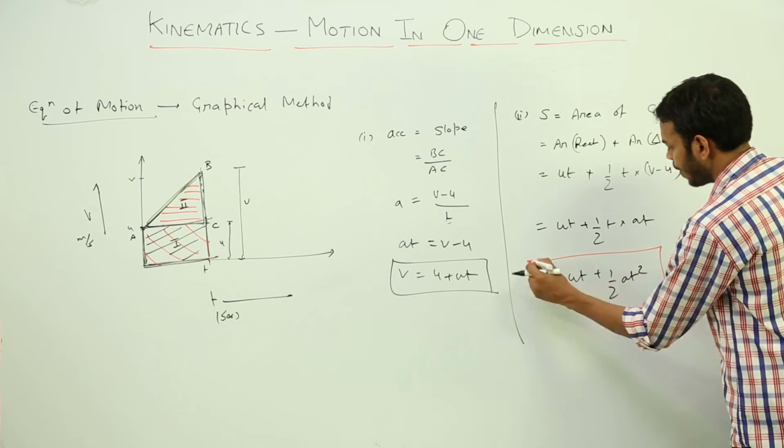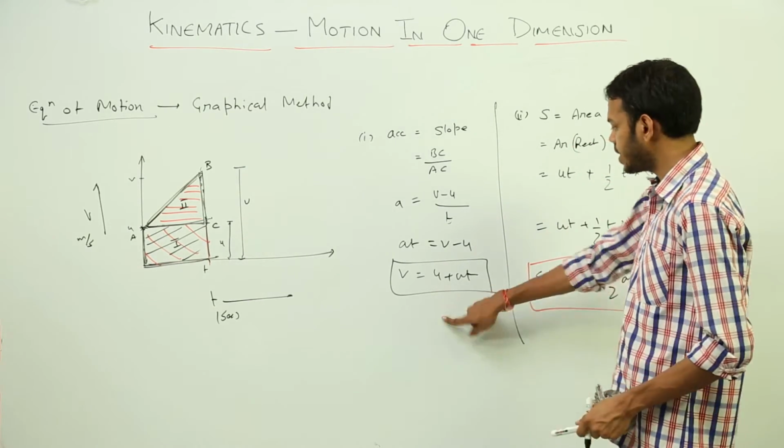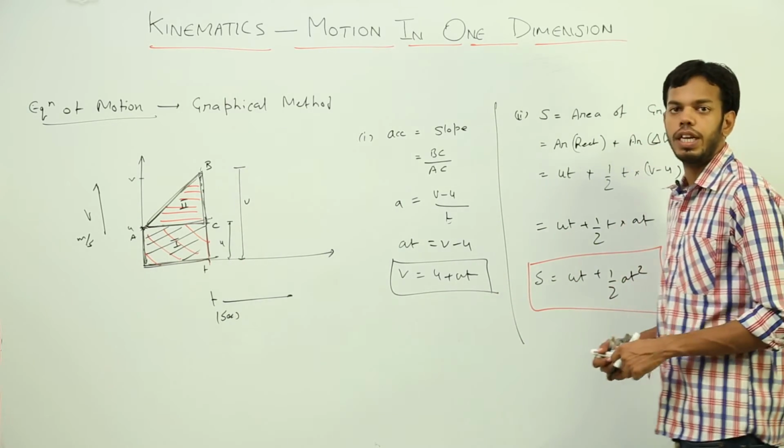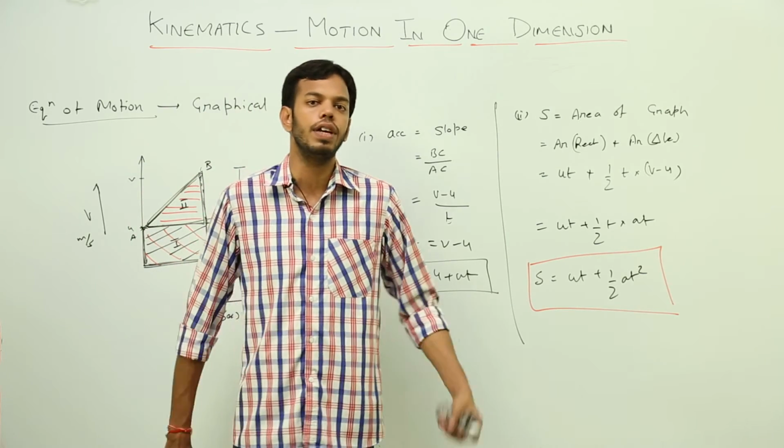And if I substitute the value of t or a from this equation into this, it will lead you to the third equation of motion. So this is how you have to derive the equations of motion.